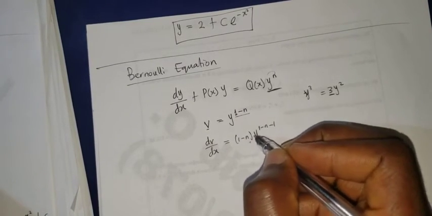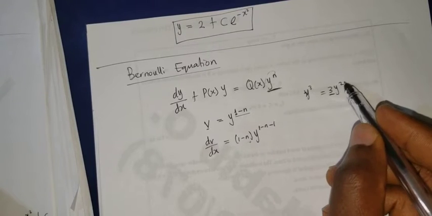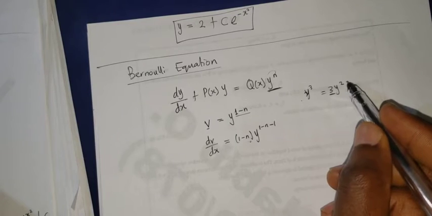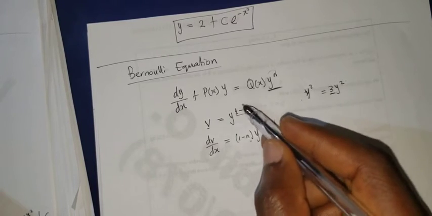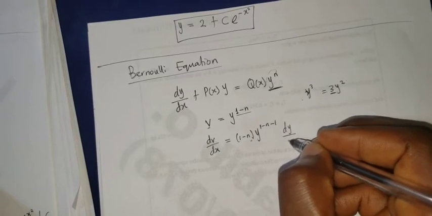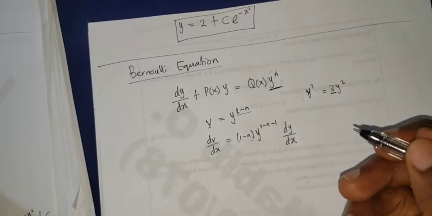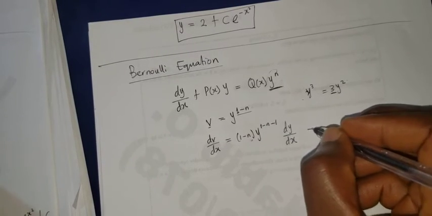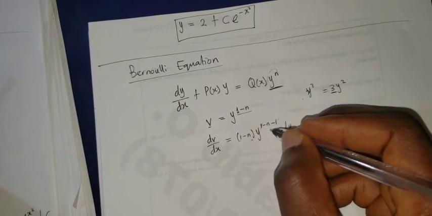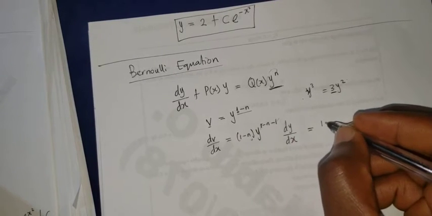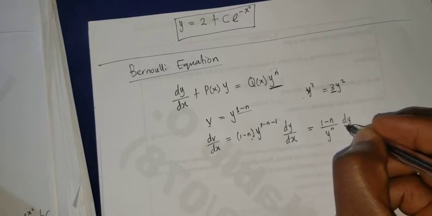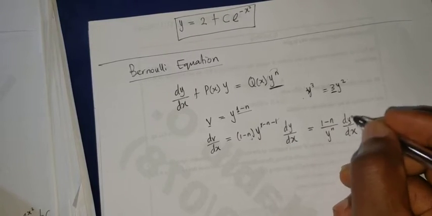The power here is 1 minus n. Then you subtract 1 from the power. So the power has become the coefficient, and the power minus 1 is the new power. So here the power minus 1 is 1 minus n minus 1. Then we multiply by dy/dx, because we are differentiating y itself. So of course this is always going to be equal to, the 1 cancels, so you're going to have minus n. So at the end of the day, you're going to have 1 minus n over y to the power n, then dy/dx. So that will be our dv/dx.